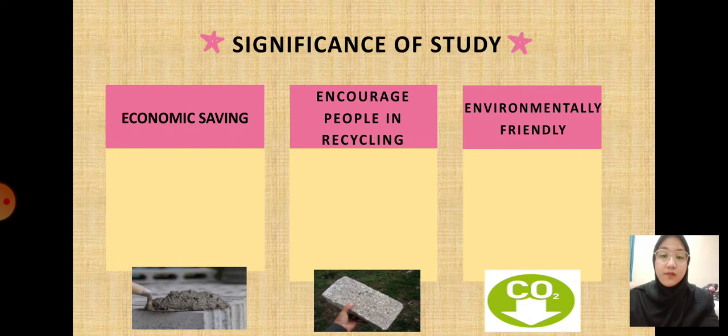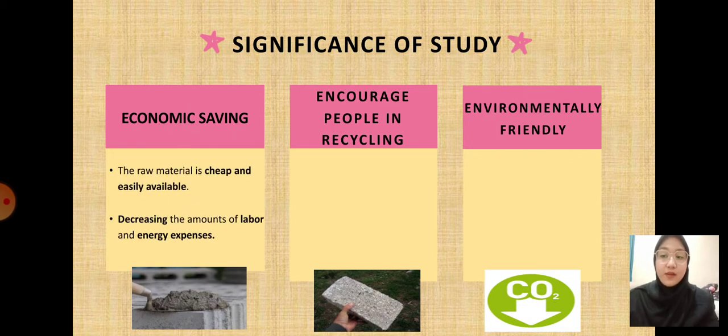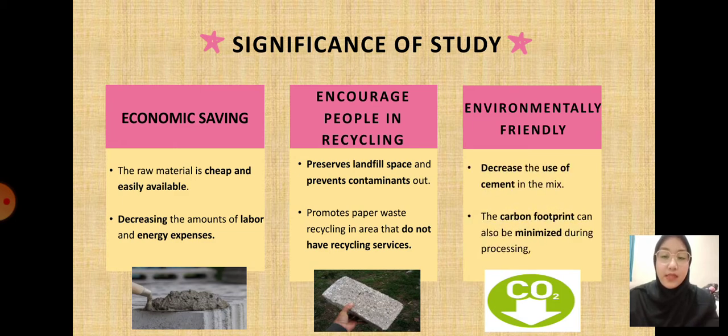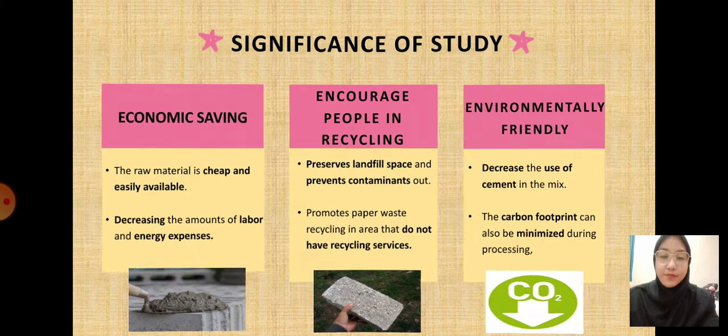For the significance of the study, first, economic saving. The raw material is cheap and easily available. It also decreases the amount of labor and energy expenses. Second, encourage people in recycling. It preserves landfill space and prevents contaminants from getting out. Also, it promotes paper waste recycling in areas that do not have recycling services. Third, environmentally friendly. It decreases the use of cement in the mixture. The carbon footprint can also be minimized during processing.